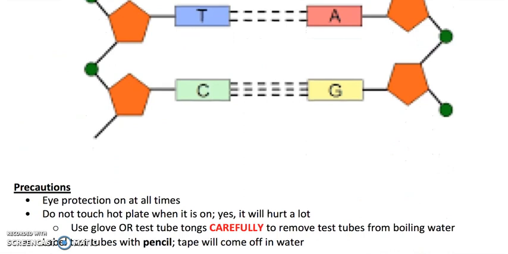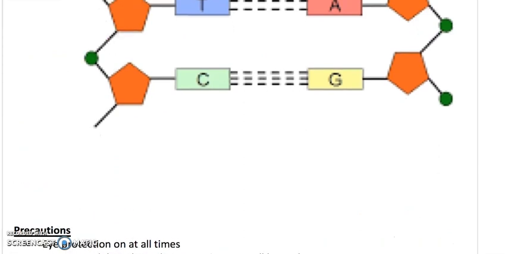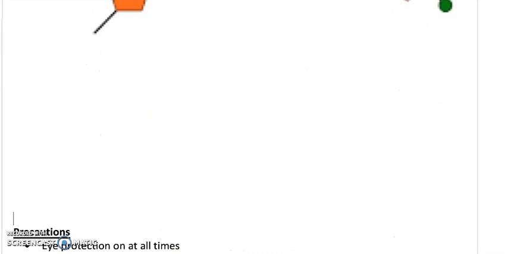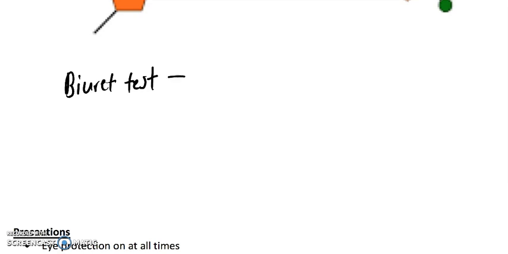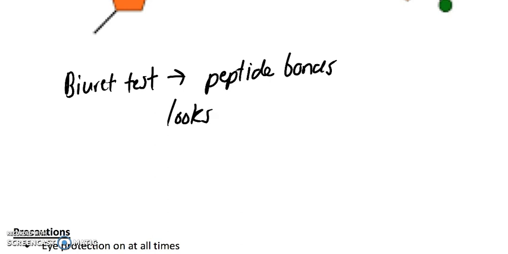So that's it. One more thing I wanted to mention about proteins is how to test for them. Forgot to mention this before. One test we have for proteins is called the Biuret test. The Biuret test looks for peptide bonds. So this looks for proteins, which contain many peptide bonds.